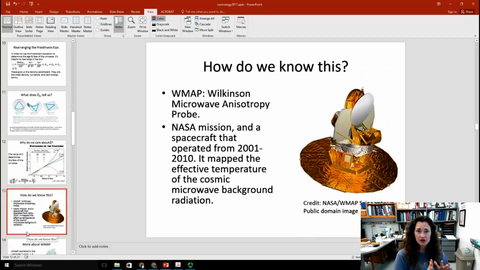There's been a couple of satellites that were sent up to measure in detail and map out in detail the cosmic microwave background of the universe. Okay, two of them, WMAP and the Planck. I'm going to talk more about the WMAP because it was the first one that went up. So the WMAP stands for the Wilkinson Microwave Anisotropy Probe, and it was a NASA mission and a spacecraft that operated between 2001 and 2010, and it mapped out the effective temperature of the cosmic microwave background radiation.